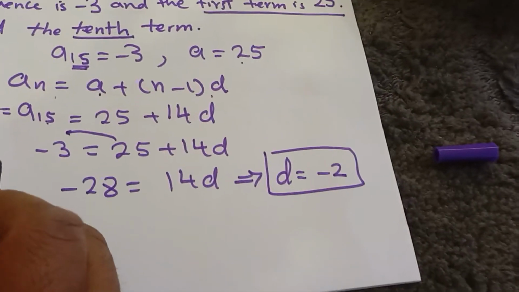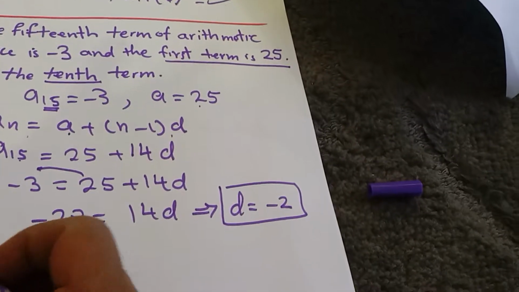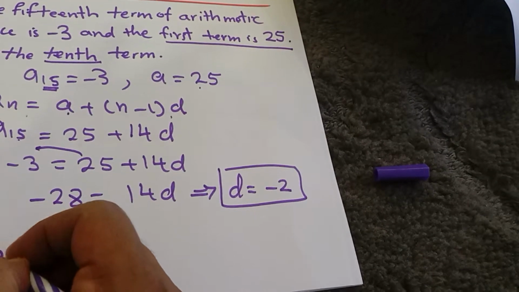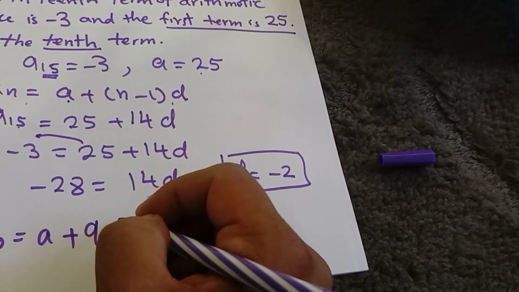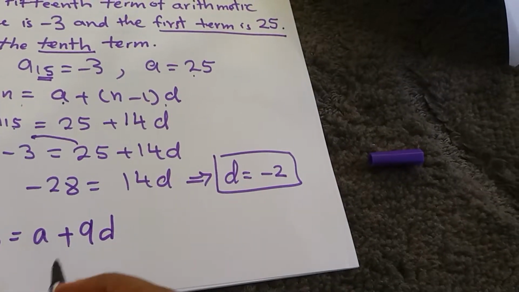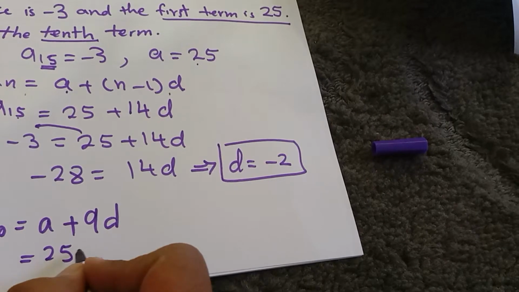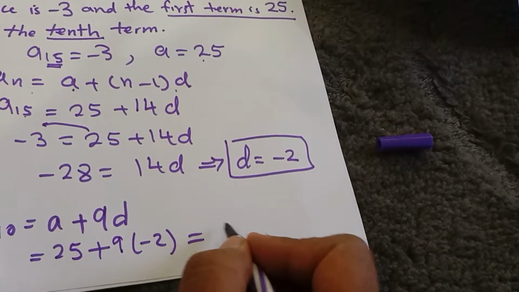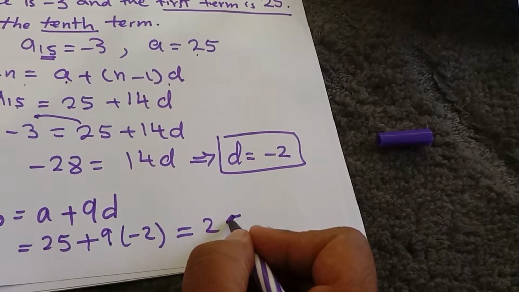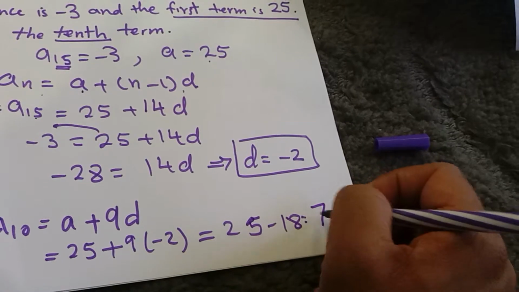Now back to our question. We need to find the 10th term. So a10 equals a plus 9d. And a is 25, plus 9 times d, which is negative 2. That is 25 minus 18, which equals 7.